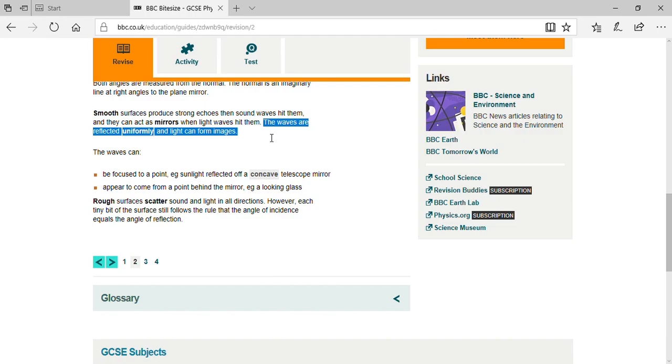Do you understand that? So basically, light waves can be focused to a point, for example sunlight reflecting off a concave telescope mirror. That is used for focusing. And the next one appears to come from a point behind the mirror, that means a looking glass. Clear?